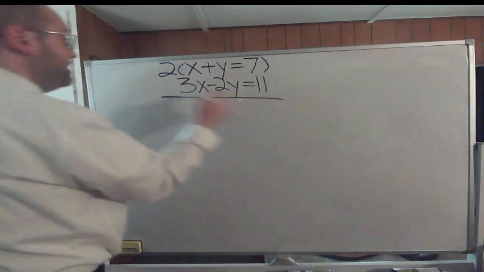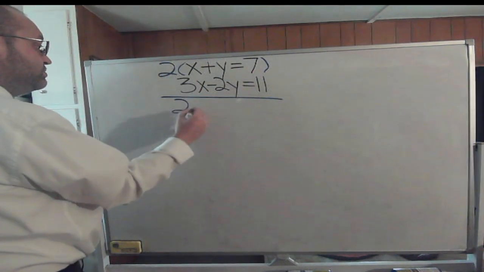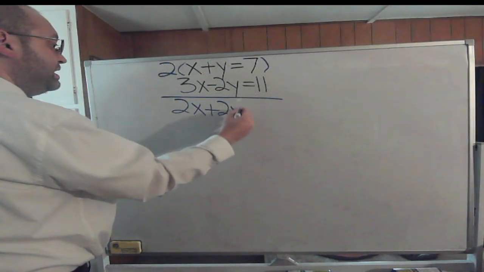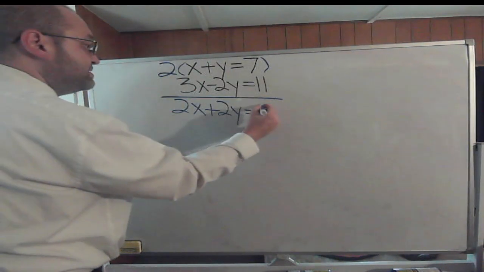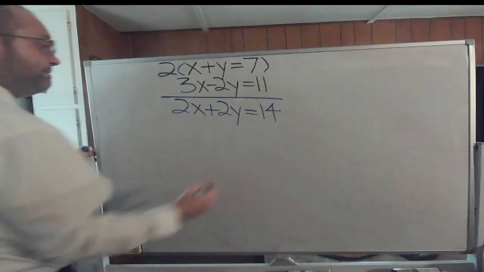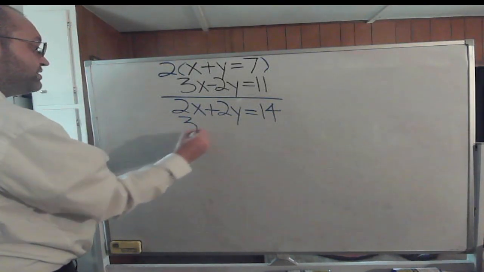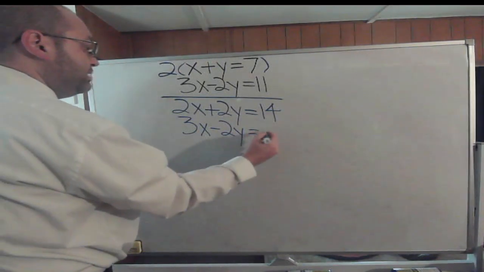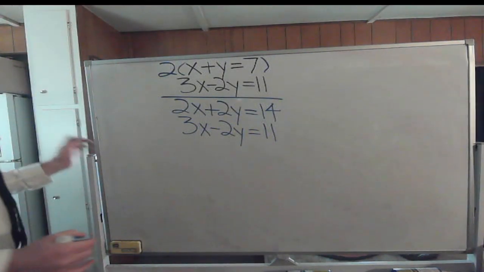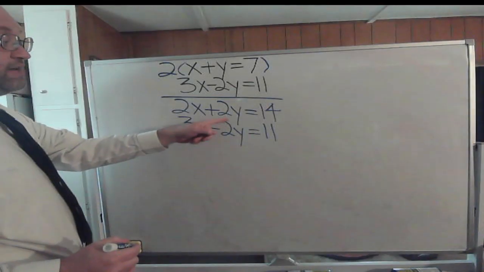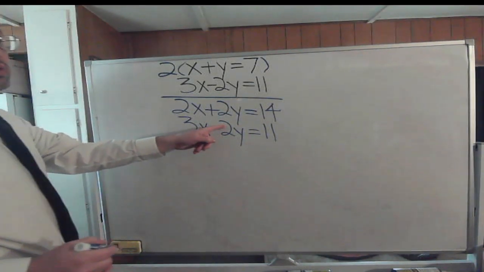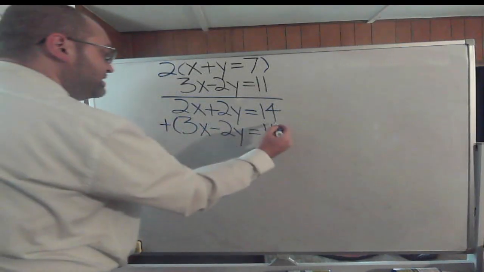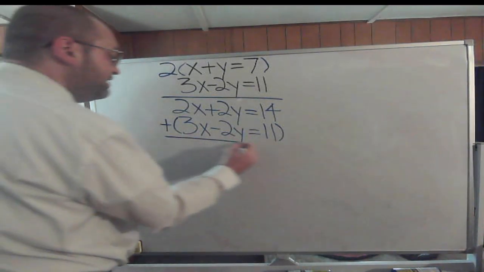When you do that, 2 times x will give you 2x, plus 2 times y will give you 2y. That'll be equal to 2 times 7, which is 14. Then you're still left with 3x minus 2y equals 11. Now, for the y's, we have a positive 2y and a negative 2y, so that tells us all we got to do is add the second equation to the first, and you can temporarily eliminate the y variable.